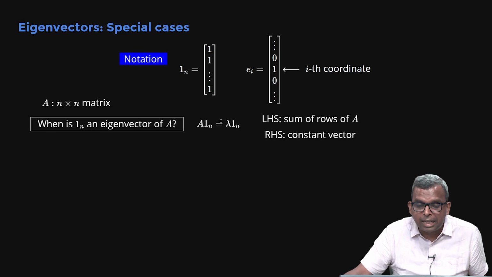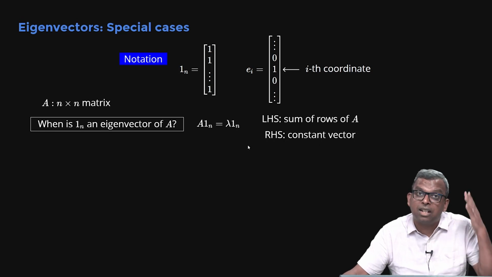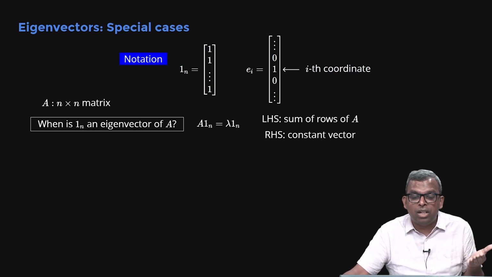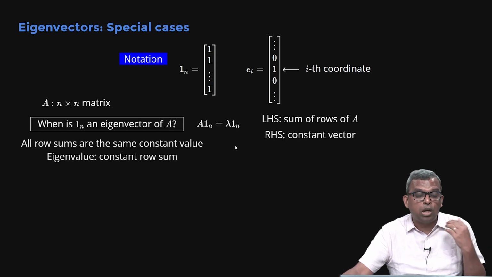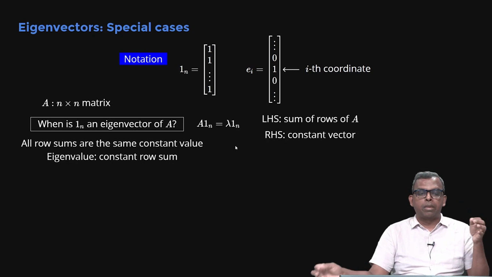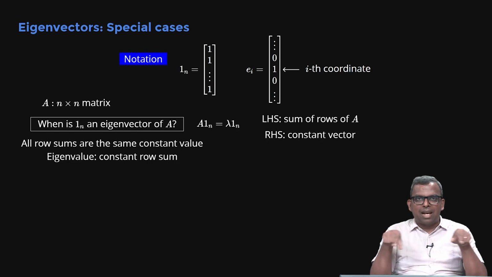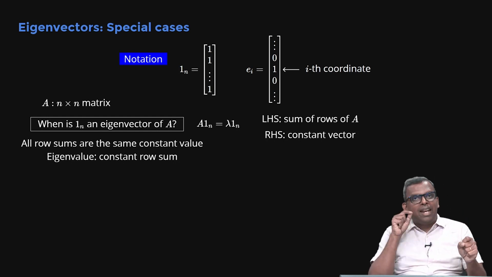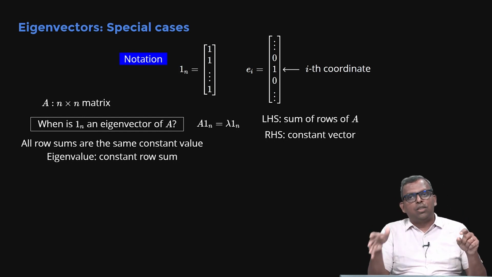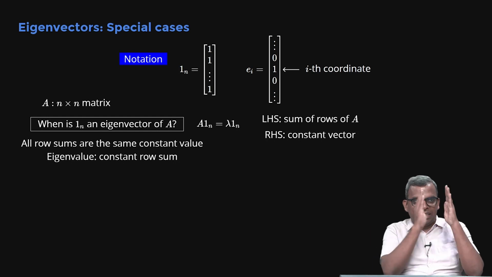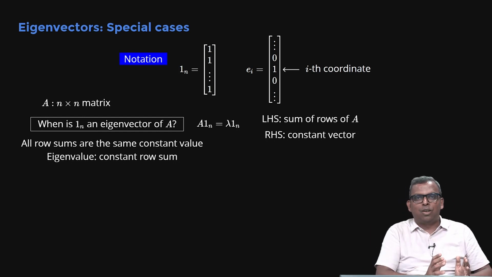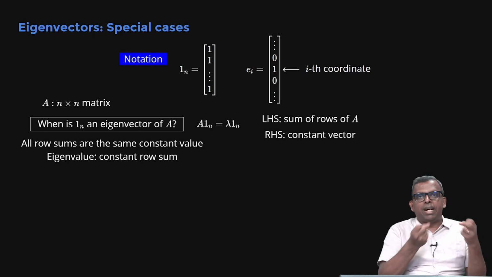And that needs to be equal to lambda times 1_n. The RHS is a constant vector. So what does that mean? When will you have this possibility? When will A times 1_n be a constant vector? When all row sums are the same constant value. So if you have a matrix A and if you inspect it and see that all the row sums are the exact same value, then you have an eigenvalue which is equal to that row sum, and the eigenvector is the all ones vector. When you multiply, you will get the same constant row sum in every entry, and you can pull that out and make it your eigenvalue.